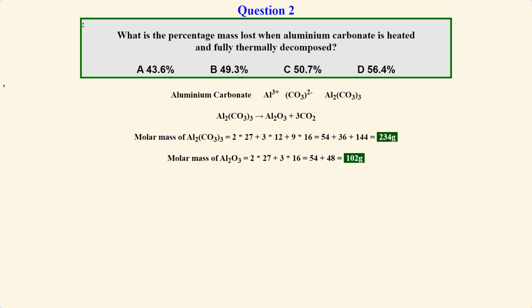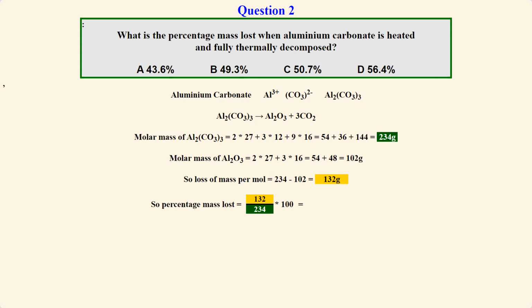What mass have we lost? Well, it's clearly 234 minus 102, which is 132 grams. So expressing that as a percentage, it will be 132 over 234, the mass we started with, times 100%, and that's 56.4% approximately. Clearly the answer is D.